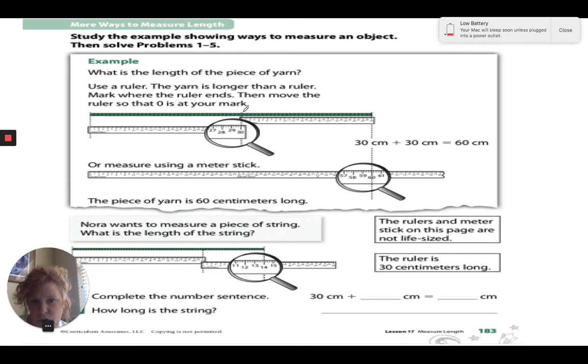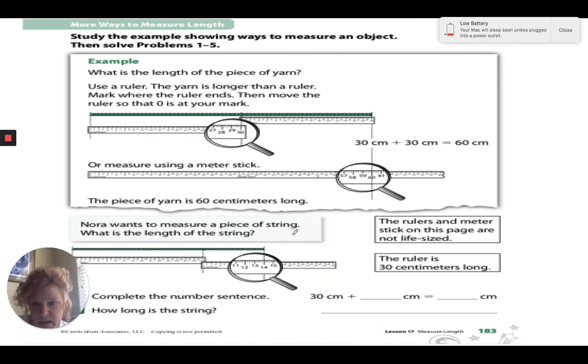So there's your 30, and then they ran out of space, so they had to use another ruler. They started it at 0 and it went to 30. So they measured 30 centimeters plus 30 centimeters equals 60 centimeters. And then here the piece of yarn is 60 centimeters long, and then here they got out the meter stick and it sure enough measured right at 60. So this is the next one.